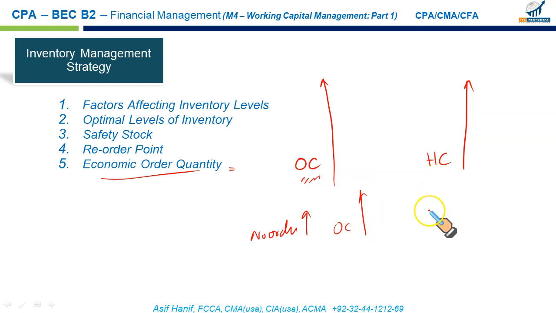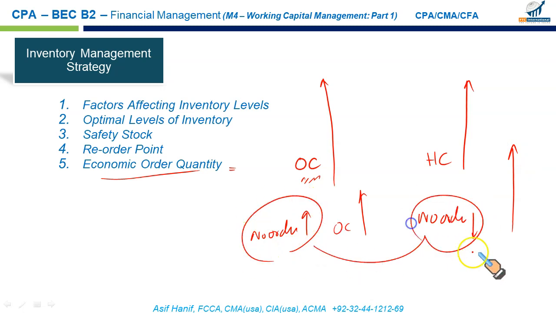But here, if you place fewer orders, but the quantity is high, and the size of the quantities ordered is enormous, in that case the holding cost would be high. So you can see that these move in the opposite direction. We need to find a balance where the sum of the ordering cost and the holding cost is minimized.